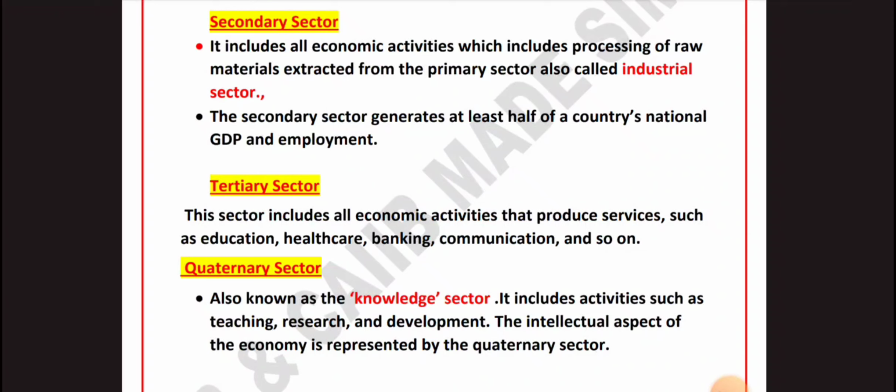Now let's talk about contribution to GDP and employment. The secondary sector plays a significant role in the country's economy. How does it play a significant role? It contributes at least half of the country's national GDP. What is the meaning of GDP? GDP is the total value of all goods and services produced in a country. It also generates employment opportunities by creating jobs in factories, manufacturing plants and construction sites. This way this sector plays a very important role.